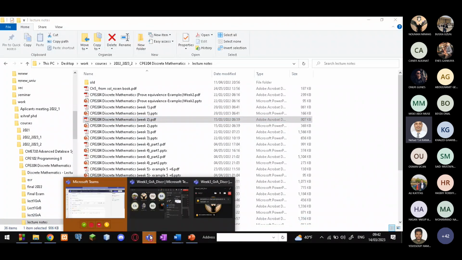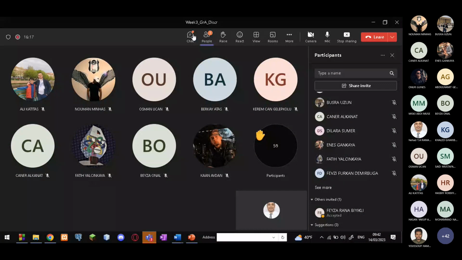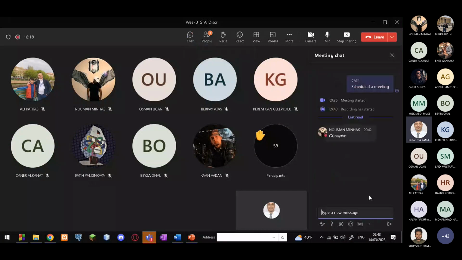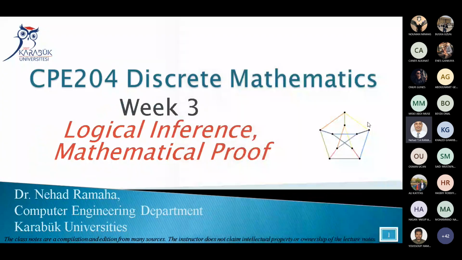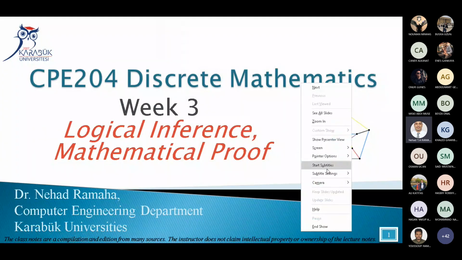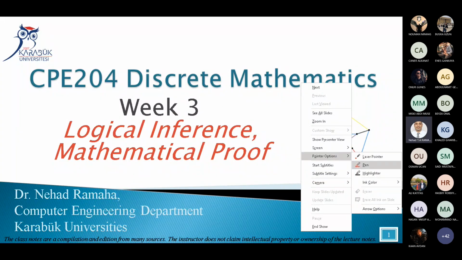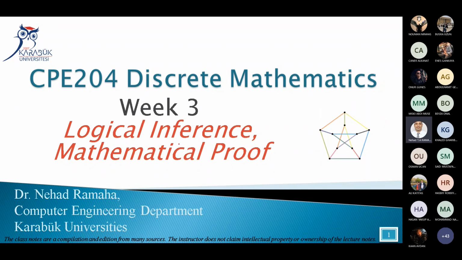Today, our subject is also related to the same subject, but we will take something new, which is mathematical proof. So we will speak today about logical inference and mathematical proof.